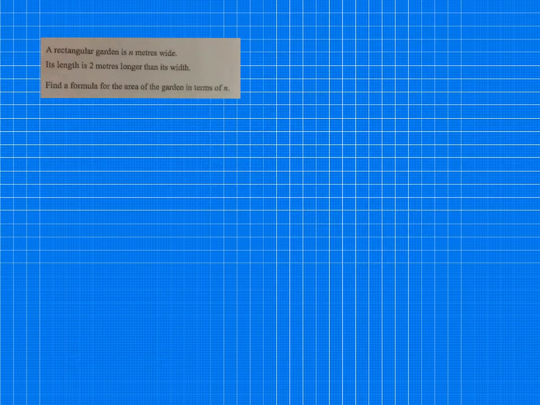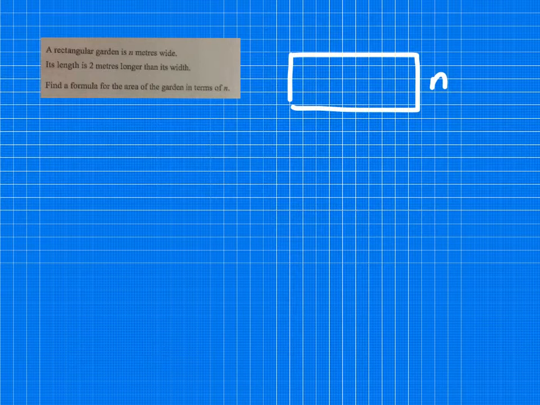A rectangular garden is n metres wide. So if we start to draw our rectangular garden, it's n metres wide. Its length is 2 metres longer than its width. The width is n, so the length should be n plus 2. Find a formula for the area of the garden in terms of n.